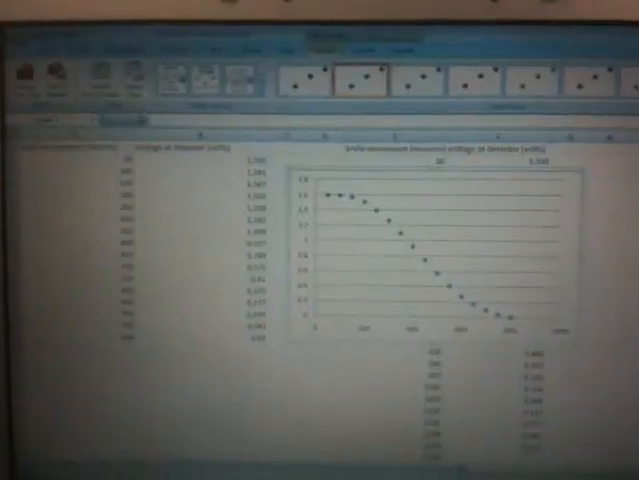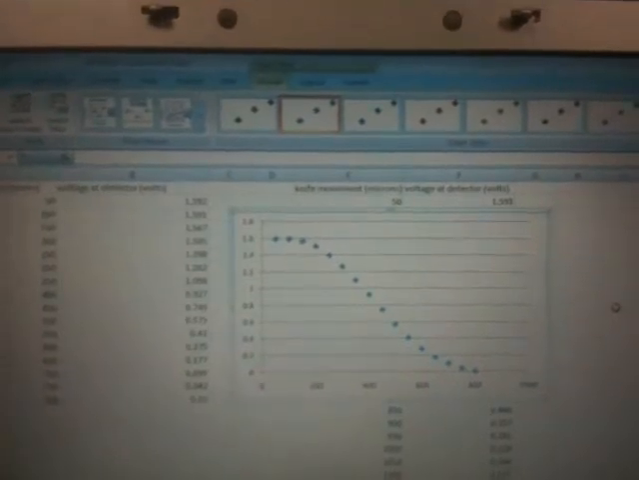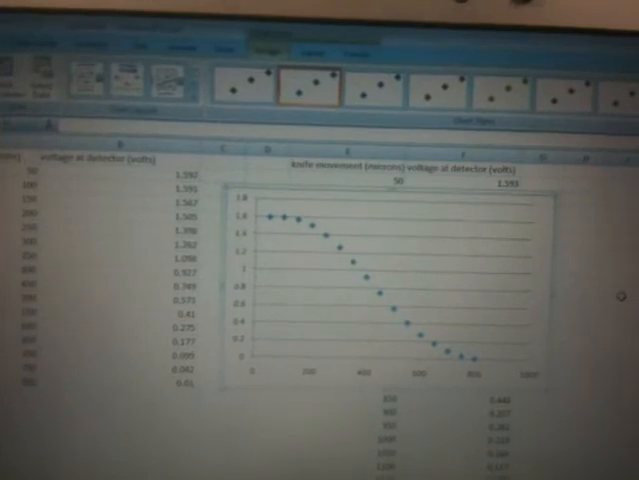Okay. So this is the results from one of the knife edge measurements I took. You can see as the knife moves across the beam, the amount of light that hits the detector decreases exponentially, and then from this information we can figure out what the actual beam size is and what its location is by taking the data from both measurement points.